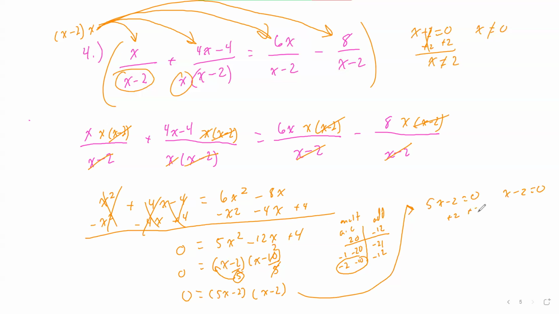So plus 2. So 5x equals 2, then divide by 5, so x equals 2/5. And this one's plus 2, so x equals 2. But hold on. I found out at the very beginning, x cannot equal 2. So that one goes away, and my only answer would be x equals 2/5.